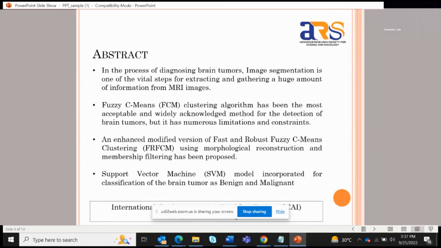Moving on to the abstract and overview of the work proposed in this paper. Like I said, in the field of brain tumor detection and classification, image segmentation is one of the vital steps for extracting huge amounts of information from the MRI scans. To deal with this, the fuzzy C-means clustering algorithm has been the most acceptable and widely acknowledged method for the detection of brain tumor, but it has numerous limitations and constraints. Since the fuzzy C-means clustering algorithm is affected by noise to a great extent, local spatial information is generally introduced as an objective function to enhance the robustness of the FCM.